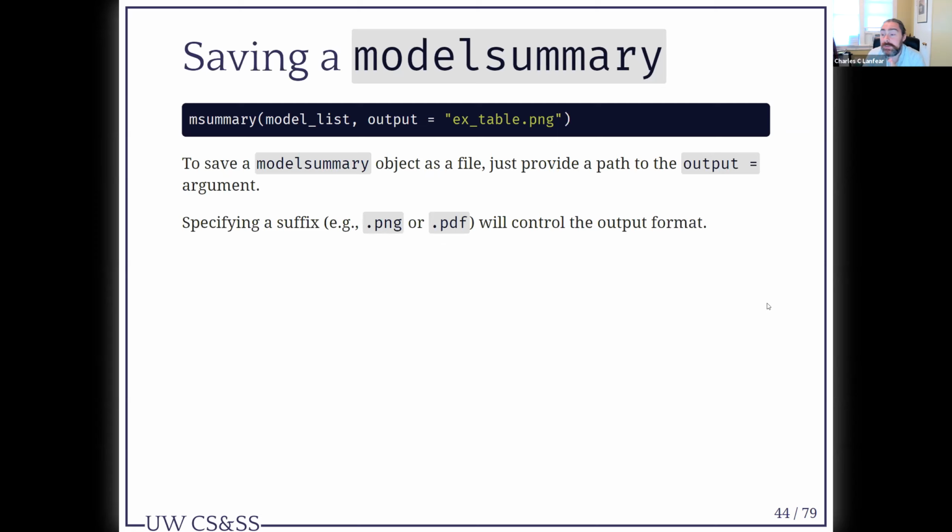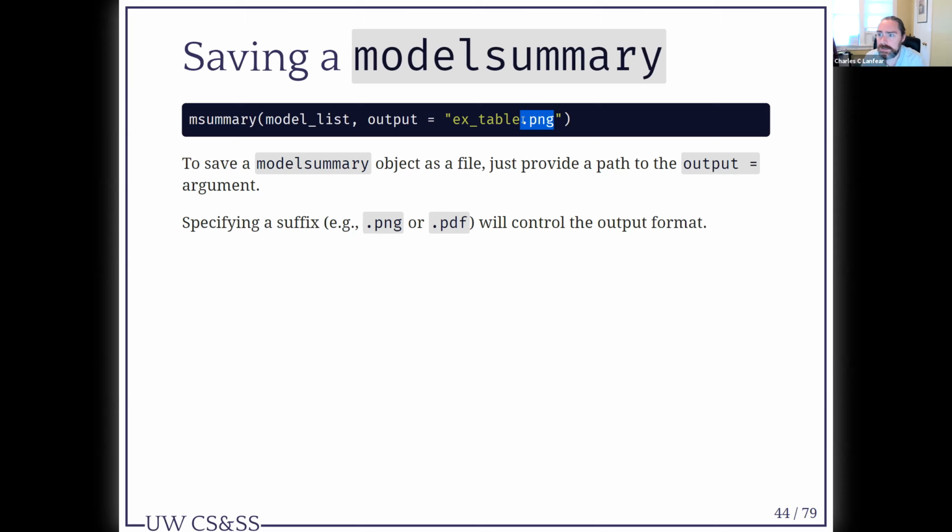So if you want to save a model summary and produce a file out of it, you can say model summary, the thing you want to get a summary of, and then specify the output is a file path. If I say here, I want to produce xtable.png, model summary figures out what I want it to produce. So it's going to go get this model list, make a summary table of it, and then it's going to export it as a PNG image onto disk. If I specified PDF, it would export it as a PDF.